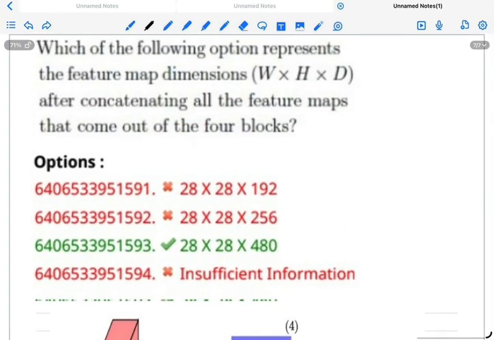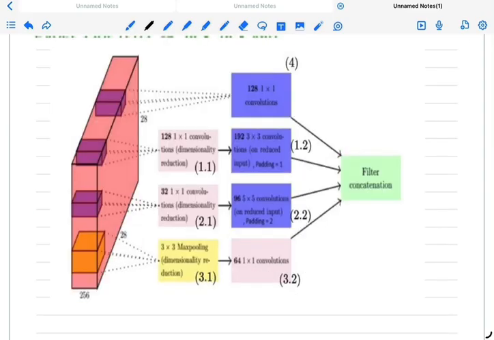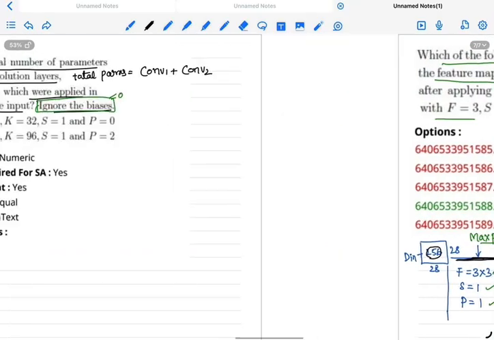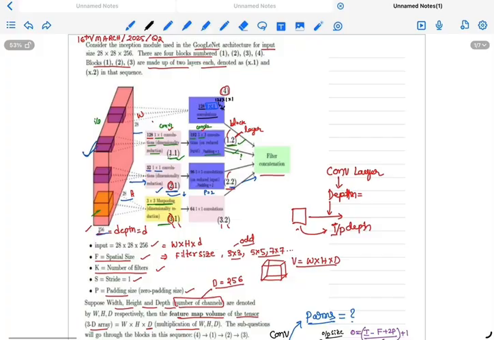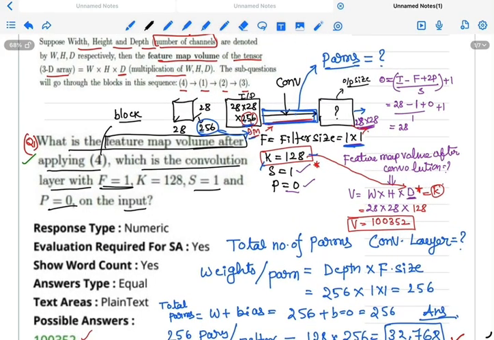This is the last question, friends. Which of the following options represents the feature map dimensions W×H×D after concatenating all the feature maps that come out of the 4 blocks? We already calculated each block in the previous questions. Remember, this is block 3, and this is block 4. First, what is the feature map volume after applying block 4?